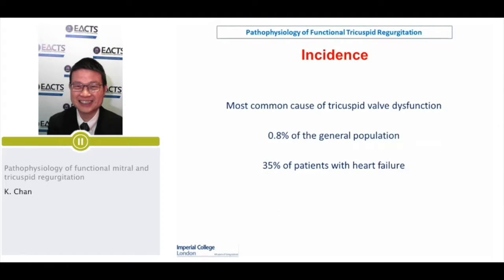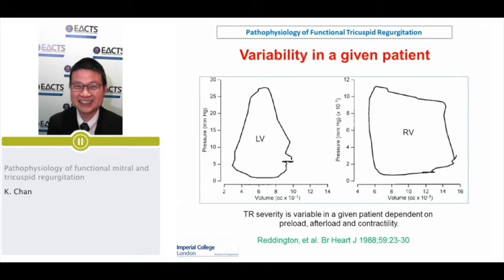It is by far the most common cause of tricuspid valve dysfunction, occurring in less than 1% of the general population, but more commonly in patients with heart failure, in up to 35% of patients. An important point to appreciate is that the severity of tricuspid regurgitation is variable in a given patient and is dependent on the preload, afterload, and contractility. And this is because of the very compliant nature of the right ventricle compared to the left ventricle.